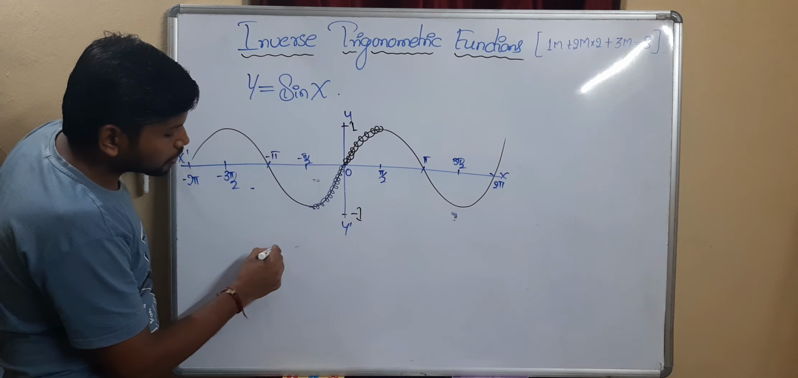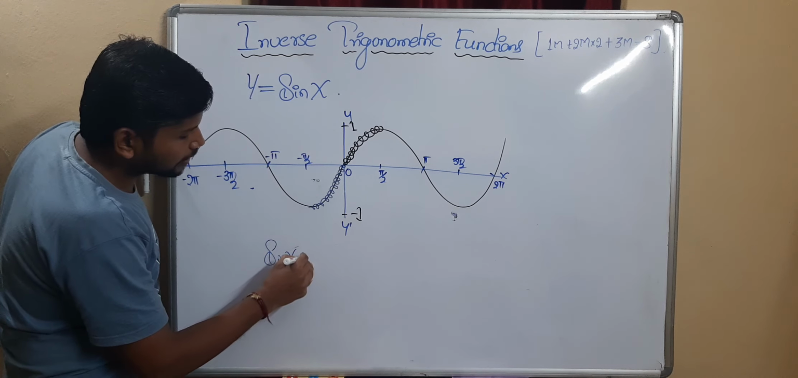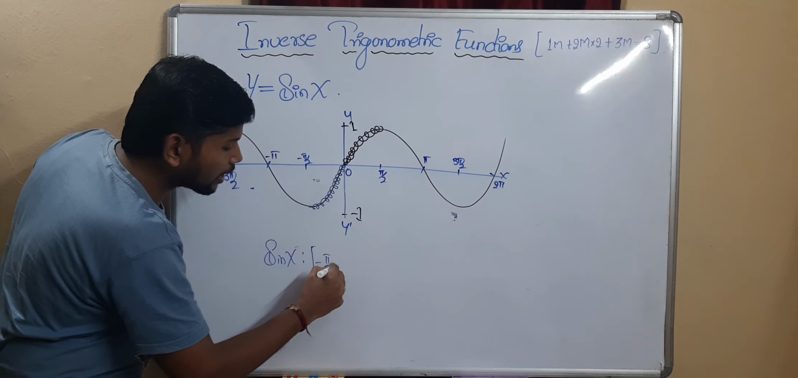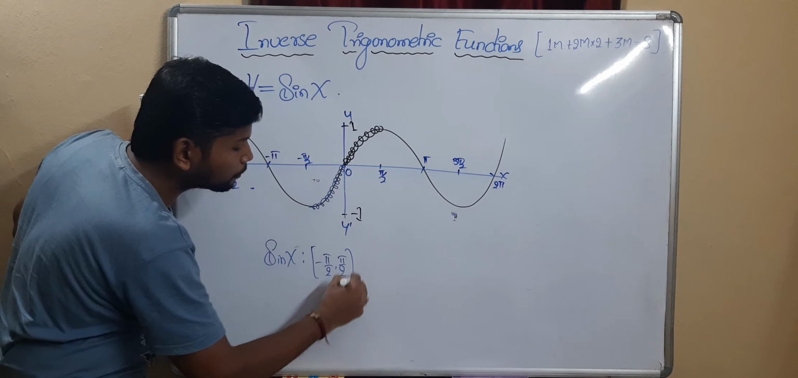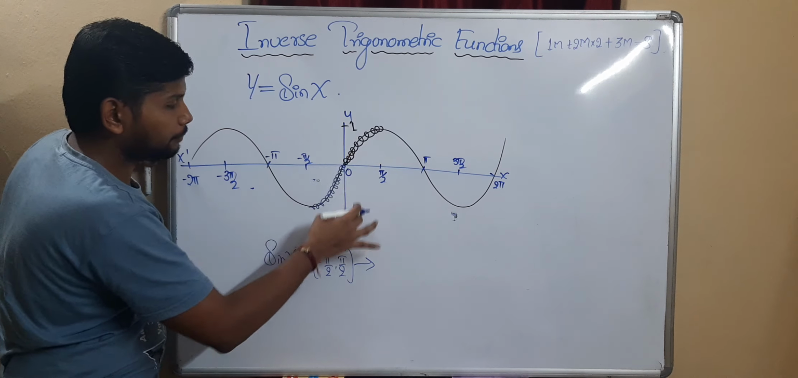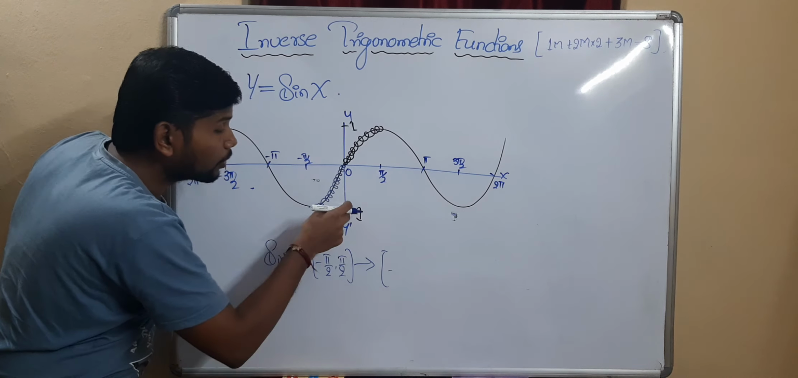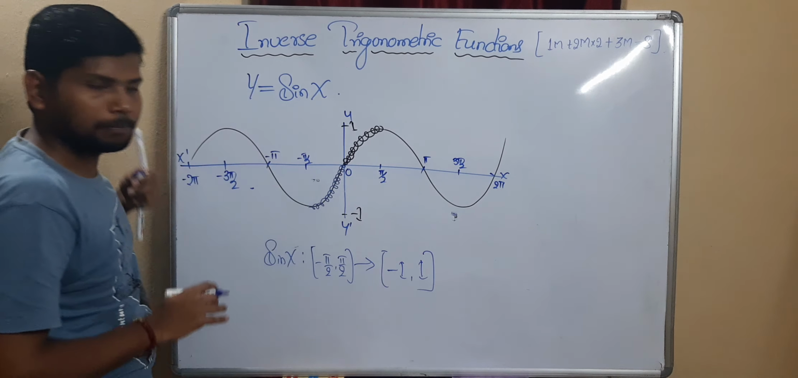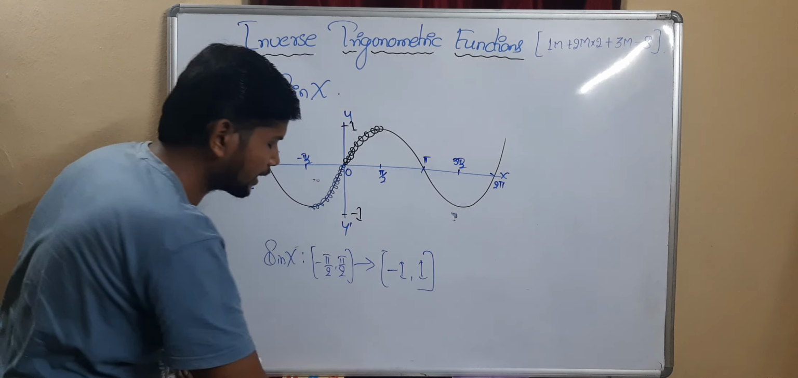Concentrate here. How do I define this? It is sine of x. What's the domain that I am selecting? It is minus pi by 2 to plus pi by 2. What about the range now? Yes, exactly. On the y-axis the range is minus 1 to plus 1. I think you understood the part clearly.